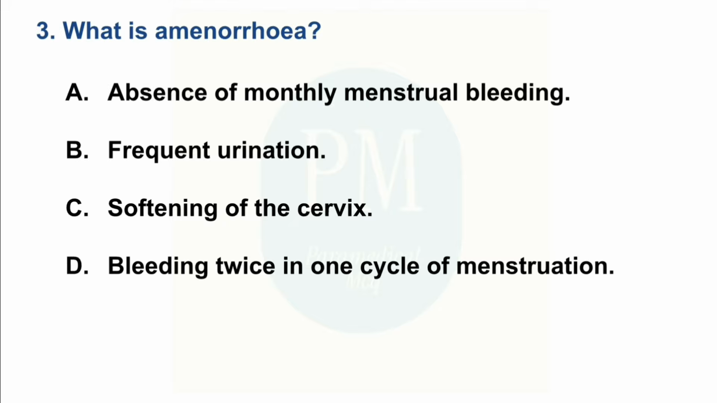What is amenorrhea? Option A, absence of monthly menstrual bleeding. Option B, frequent urination. Option C, softening of the cervix. Option D, bleeding twice in one cycle of menstruation. The correct option is option A, absence of monthly menstrual bleeding.